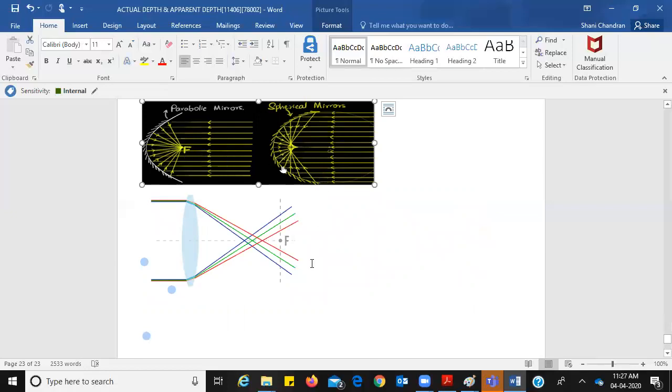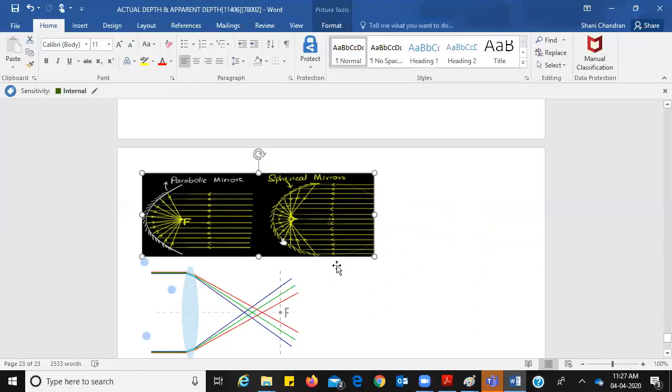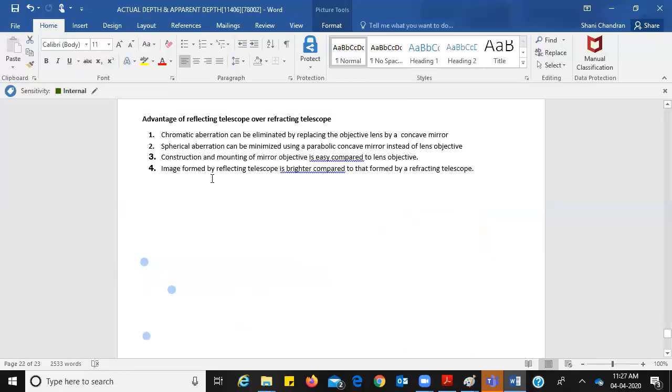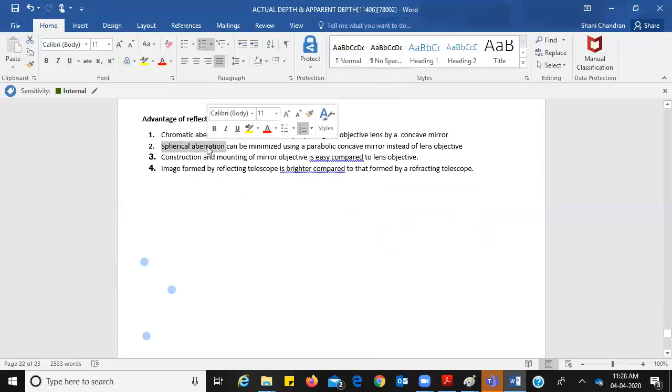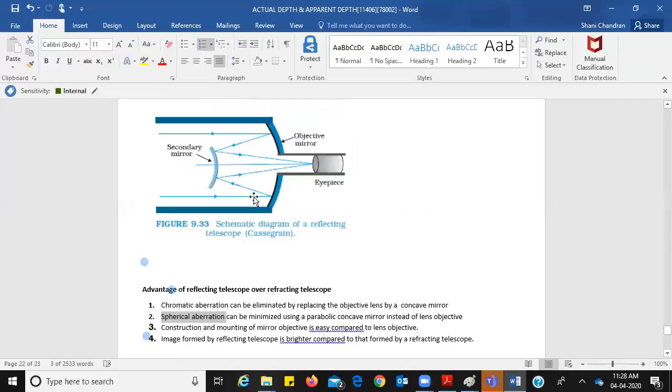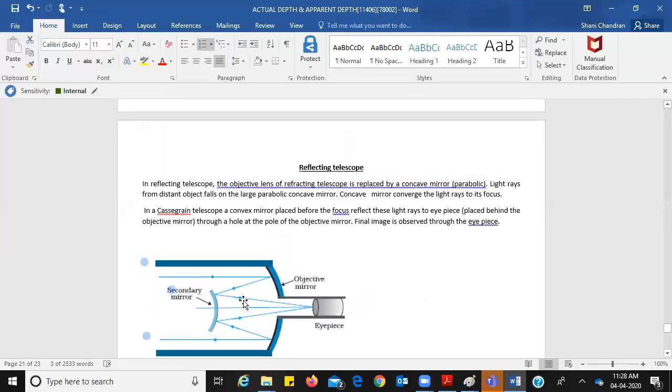So using a mirror objective, you have basically 4 advantages. Chromatic aberration never happens. Spherical aberration occurs in mirror and lens as well. But the mirror shape you can adjust to reduce the effect of spherical aberration. You cannot do that for a lens, you can't do it by adjusting the shape. So these are the 4 advantages, and you should know how to draw the diagram for this.